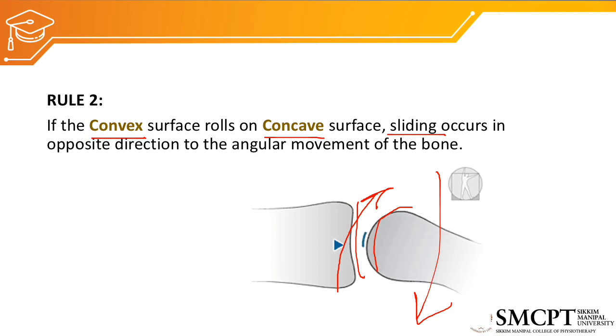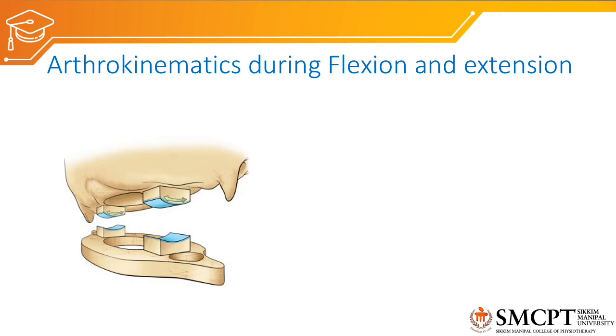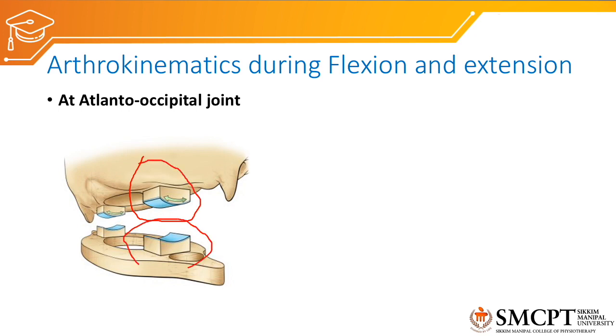If we have understood this concept, then we'll move on with arthrokinematics during flexion and extension at the atlanto-occipital joint. The atlanto-occipital joint is formed between the occipital condyle of the skull and the superior articulating facet of the atlas. The surface of the occipital condyle is convex, whereas the surface of the superior articulating facet of the atlas is concave.